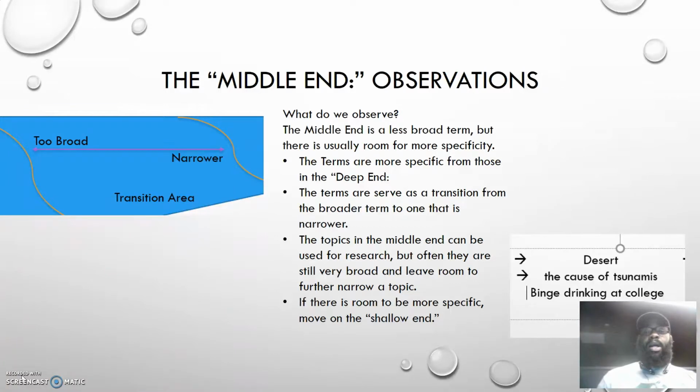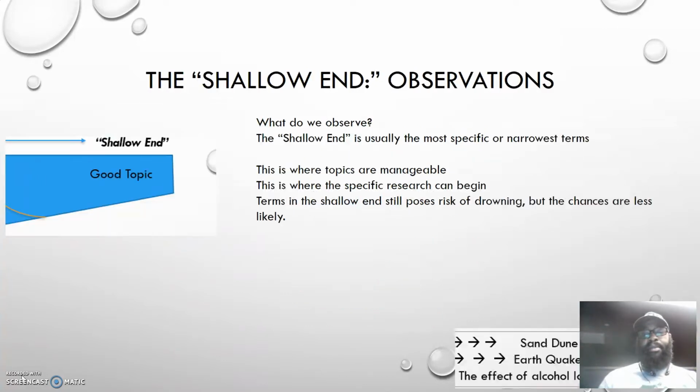The terms are more specific than in the deep end. They're one step down, a little bit more specific. They serve as a transition from the broader to the narrower. So yes, we could be looking at ecosystems, but now we're looking at deserts, which is a particular type of ecosystem. The topics in the middle end can be used for research, but often they're still very broad and leave room to further narrow a topic. And this is true. You can write a research paper on deserts, or you can go specific and look at sand dunes. And if there's room to be more specific, then let's move to the shallow end.